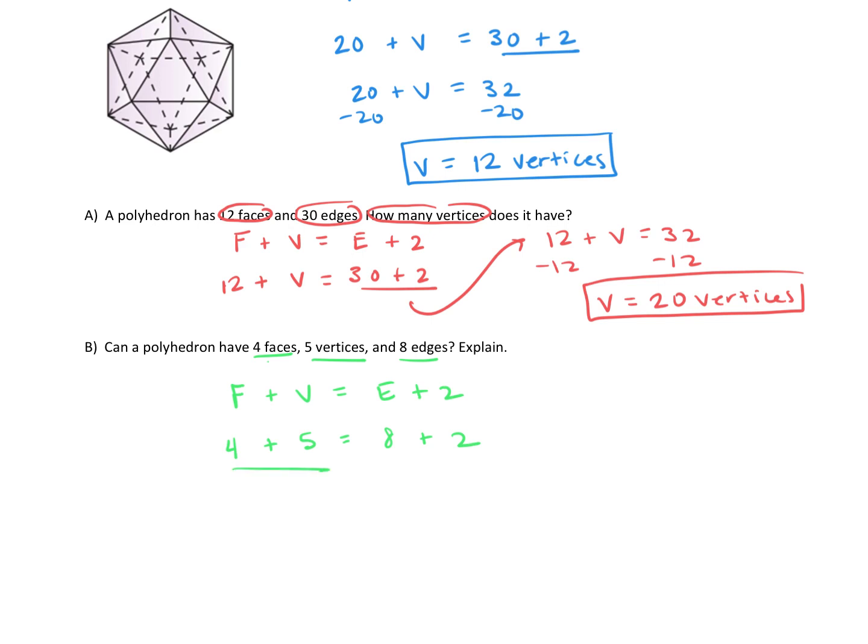So let's check to see. 4 plus 5 is 9. 8 plus 2 is 10. For this to work out, these two need to be equal to each other. So because 9 does not equal 10, it does not satisfy Euler's formula. So can a polyhedron have those number of faces, vertices, and edges? No. How do we know? It does not satisfy Euler's formula.